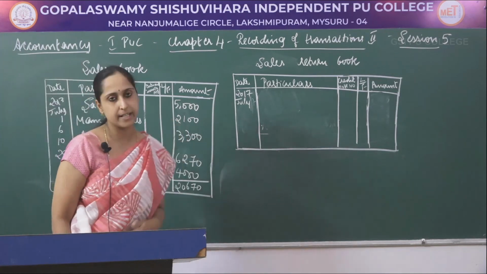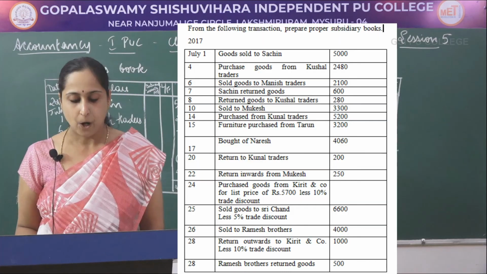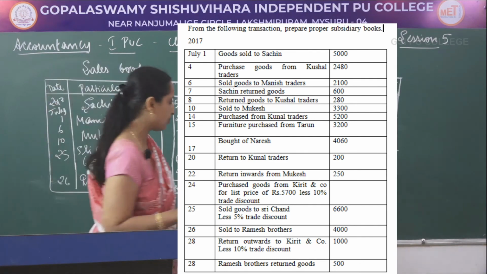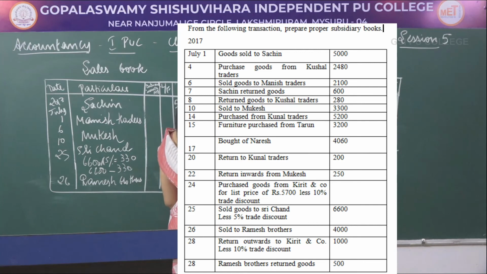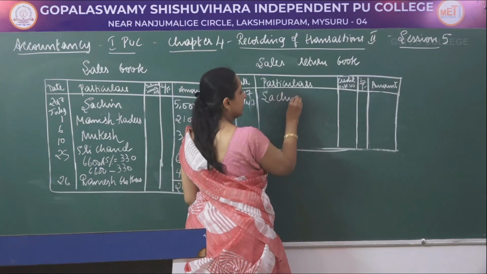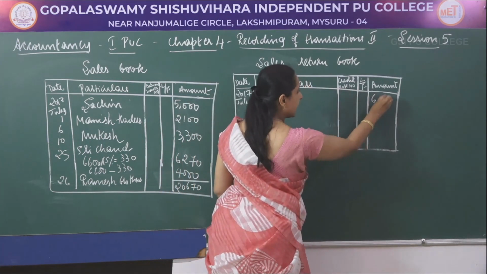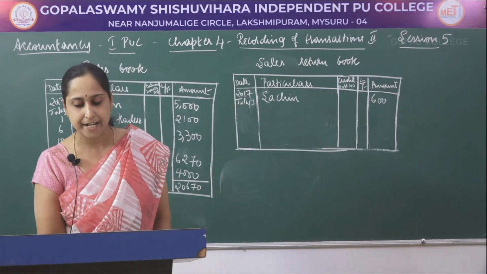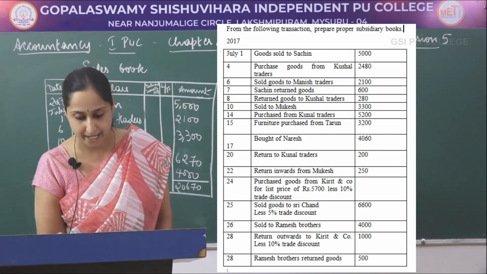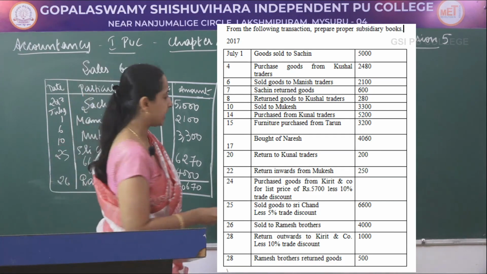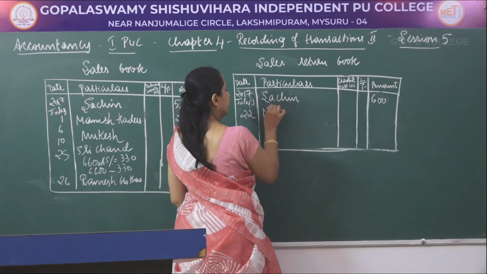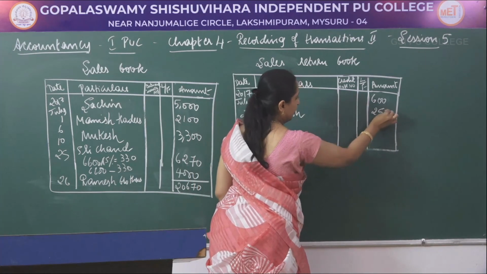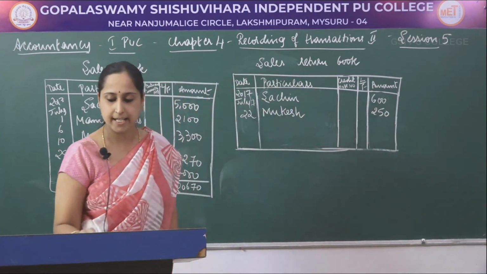Now let us enter the transactions into the sales return book. On July 7th, Sachin returned goods worth rupees 600. So we have to record it in the sales return book. On 22nd, return inwards from Mukesh, that is 250. Return inwards means sales return. We have to record it in the sales return book.